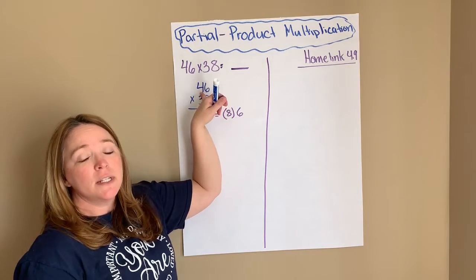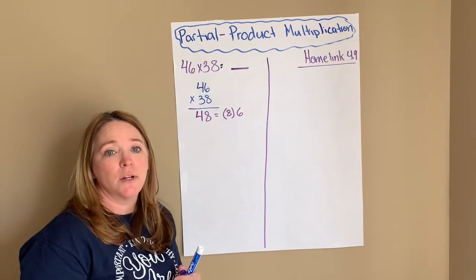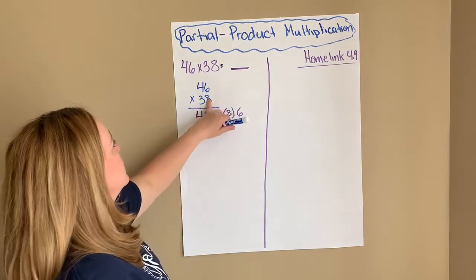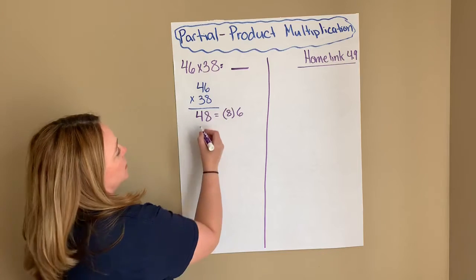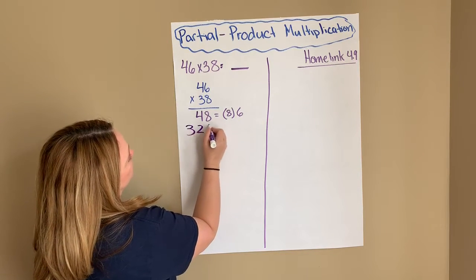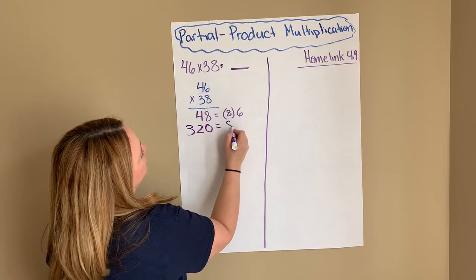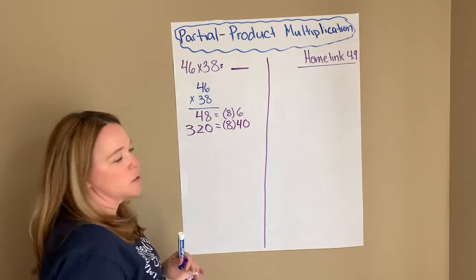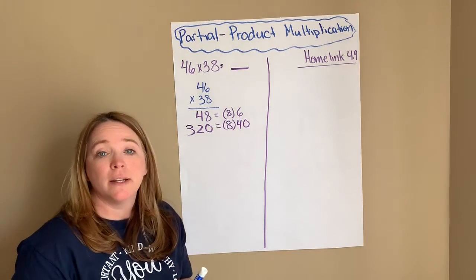But again, notice it's not in the ones place, it's in the tens place. So we don't think of the 4 as a 4, we think of it as a 40. So 8 times 40 is 320. And how I got that again is I said 8 times 40. Okay, now we're not done yet.